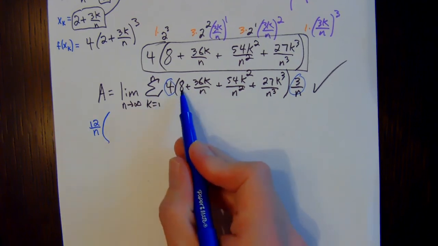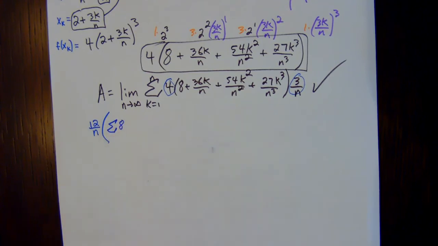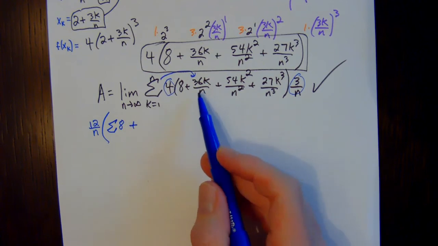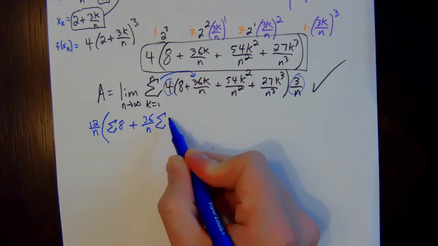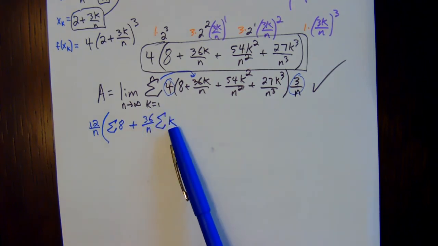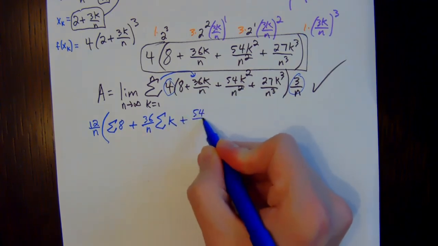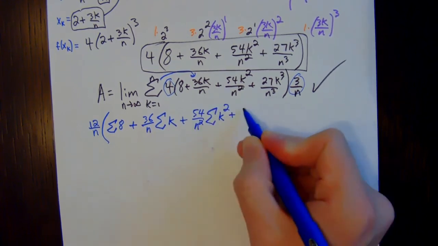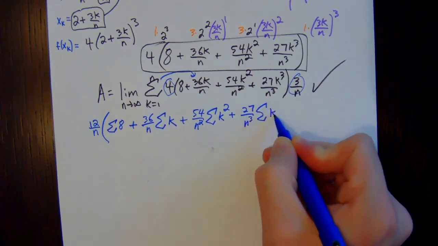So if I distribute that summation notation, I get the summation of 8. That's good, that's the summation of a number. I want that. And then we're going to go plus the summation of this 36k over n. I'm allowed to pull out the 36 over n in front of that summation notation, but then we have the summation of k, because k's are variable, so you can't pull out those k's at all. And then same thing, we can pull out the 54 over n squared, leaving the summation of k squared, and I'm allowed to pull out the 27 over n cubed, leaving the summation of k cubed.